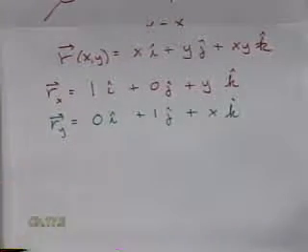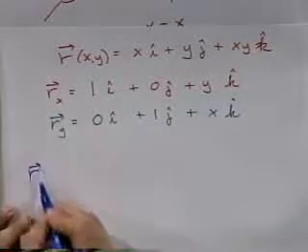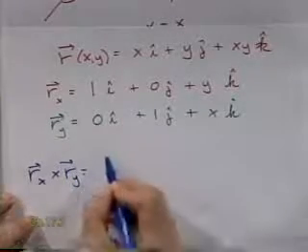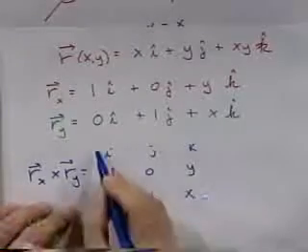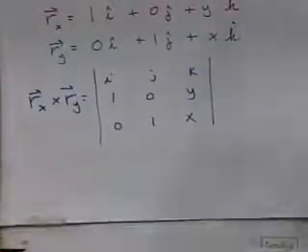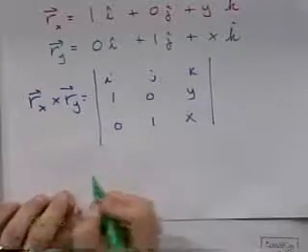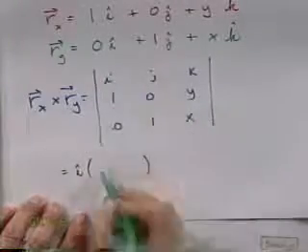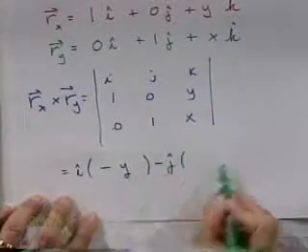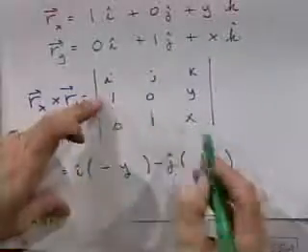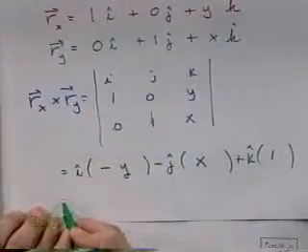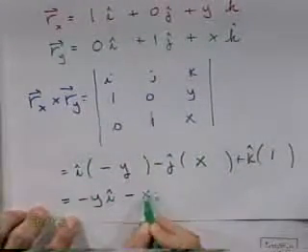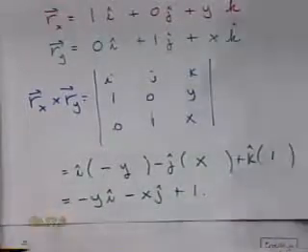So if I want to figure out r_x cross r_y, ijk, 1, 0, y; 0, 1, x. And that's going to give me i times, eliminate the row and column that i's in, 0 minus y. Minus j times, eliminate the row and column that j's in, x minus 0. Plus k times, 1 minus 0 is 1. So we have minus y i minus x j plus k.